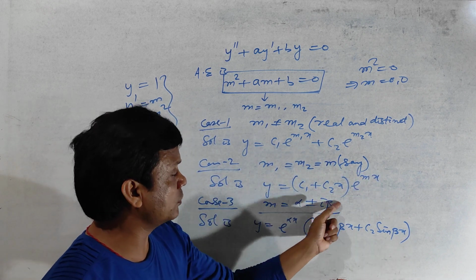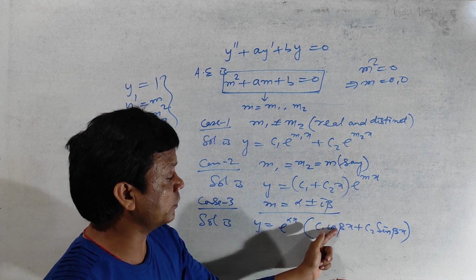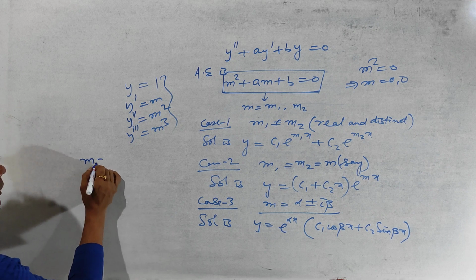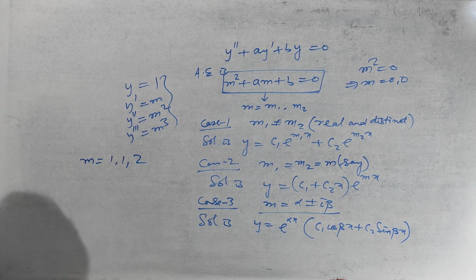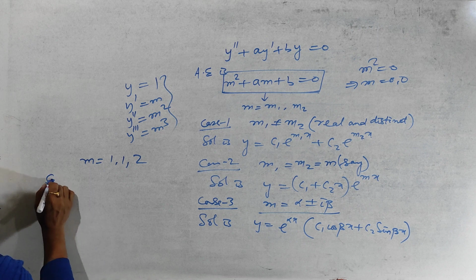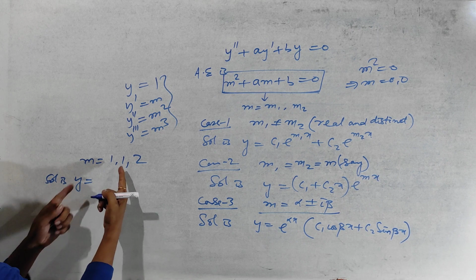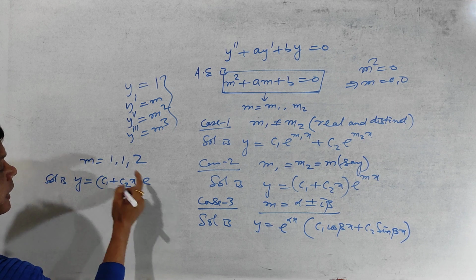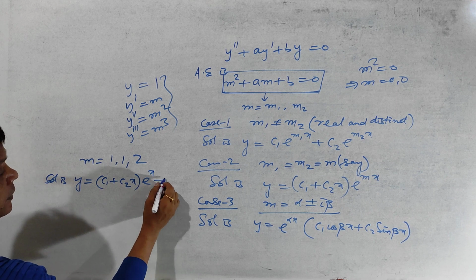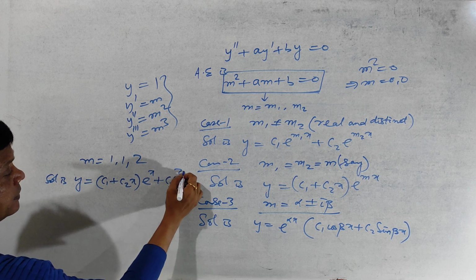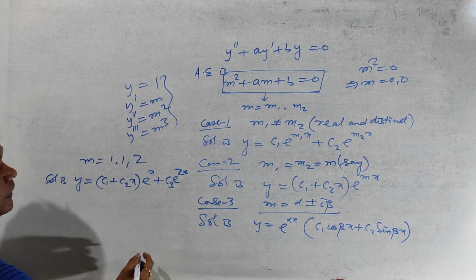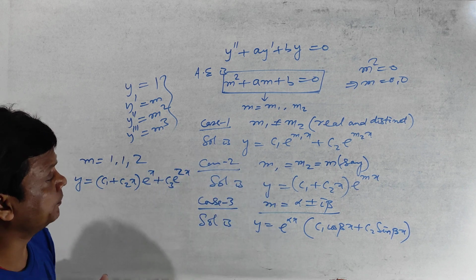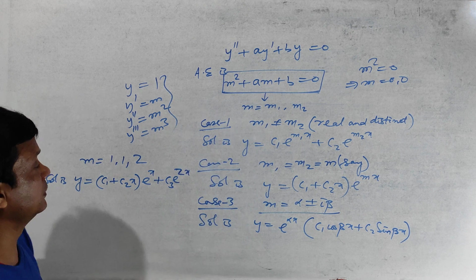And if it is complex conjugates, then e to the alpha x into c1 cos beta x plus c2 sin beta x. See here, if the value of m will be 1, 1, 2, like this, then the solution will be y is equal to, for these two, c1 plus c2x into e to the power mx, here m is 1, e to the power x, plus c3 e to the power mx, here m is 2. These two for case 2 and this one for case 1.